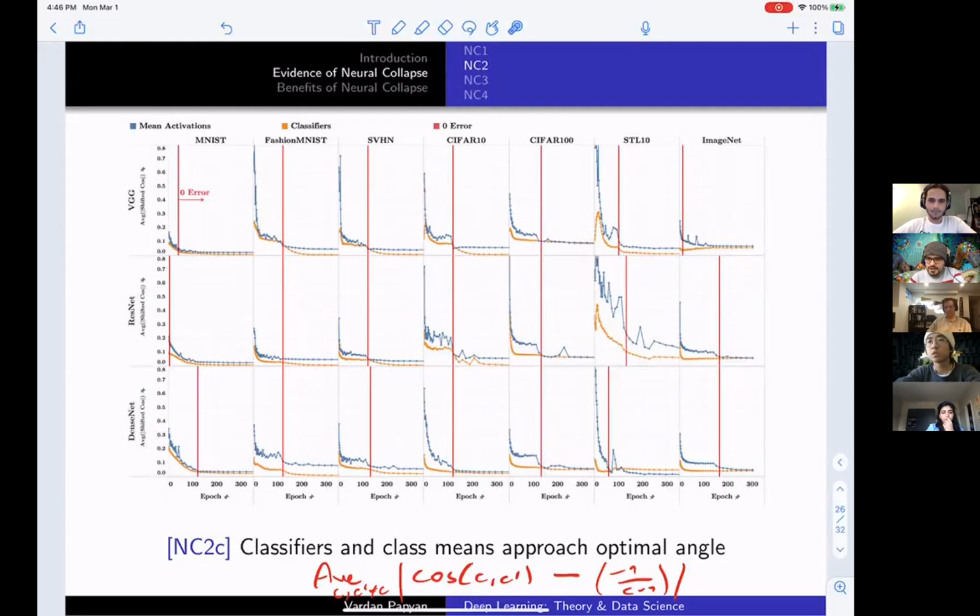So Karen asks, which color on the graphs does the bottom expression correspond to? Notice that in this expression, we're calculating cosines of a pair of classes, right? The cosine is the inner product of two normalized vectors. So if you take two classifiers, then you would get the orange curves. If you take two class means, you would get the blue curves.